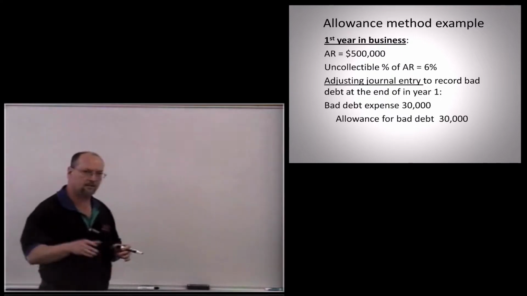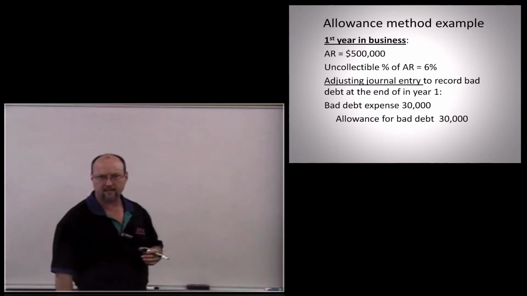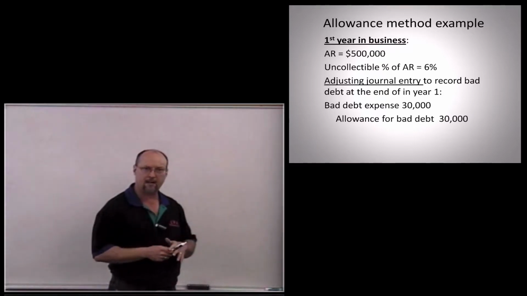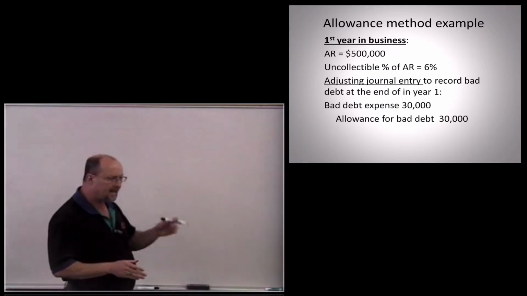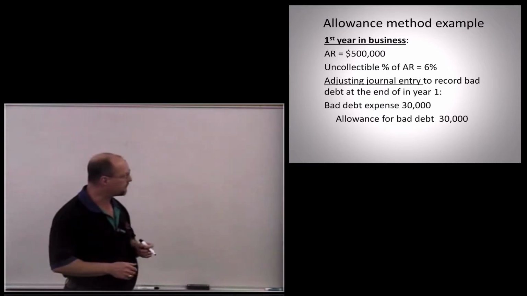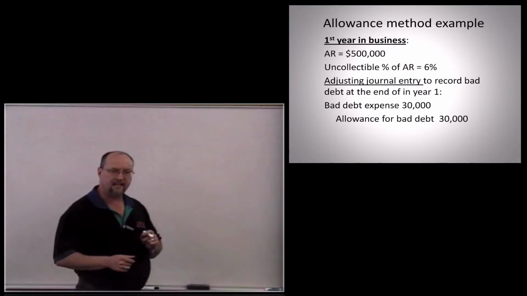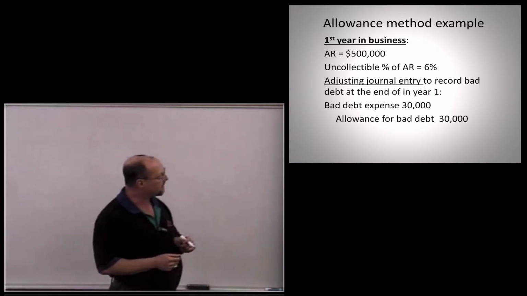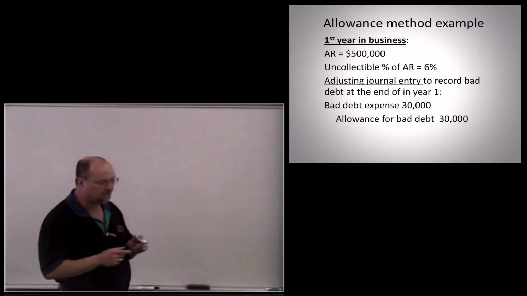After a few years, I can look at my past history and see what portion of receivables went uncollectible. If I'm unhappy with 6%, I've got to tighten my credit policies and improve my collection efforts. Okay, we'll assume that 6% is normal and we can tolerate that amount. So at the end of year one, accounts receivable is $500,000. I multiply that times 6%, and at the end of the year, I have an adjusting journal entry.